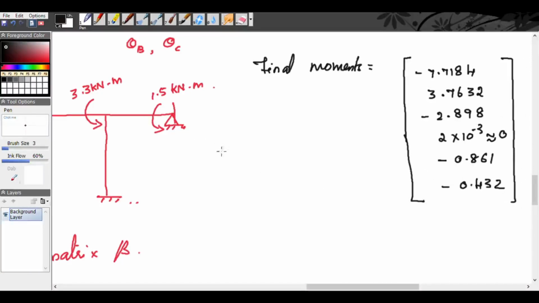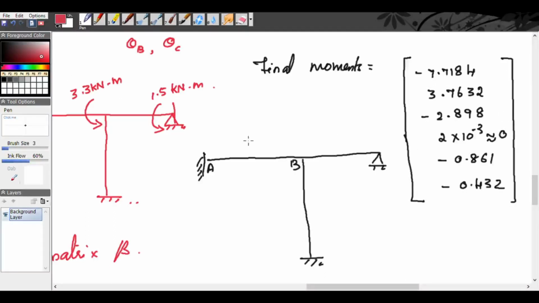So how will we draw the bending moment diagram for this? For the span AB, it is minus 7.71. So it is anti-clockwise 7.7184 kilonewton meter, and at B 3.76 clockwise. So we will get here 3.7632.